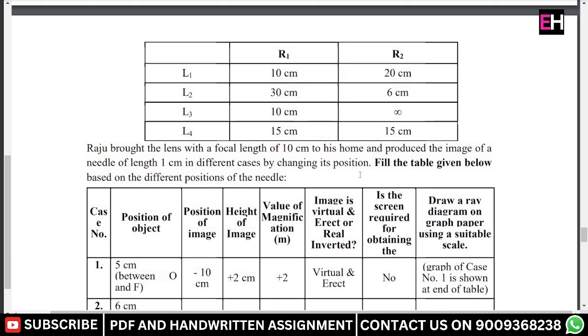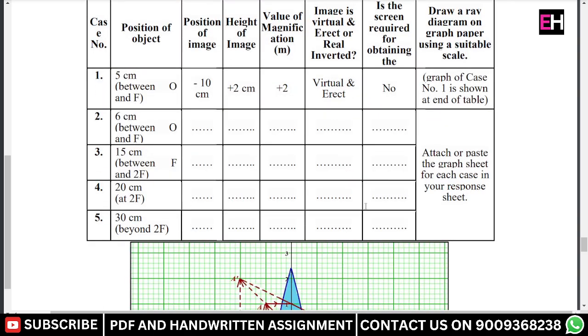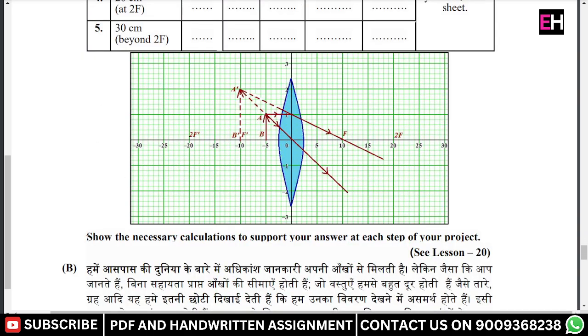Raju brought the lens with a focal length of 10 centimeter to his home and produced the image of a needle of length 1 centimeter in different cases by changing its position and filled the table given below based on the different positions of the needle. Here a table is given, and draw the diagram and show the necessary calculation to support your answer at each step.